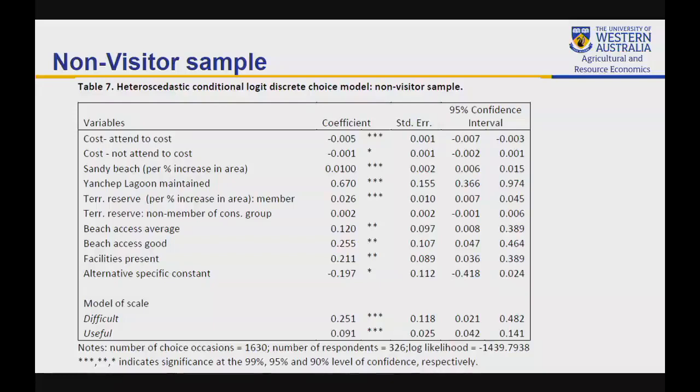This was a HET model. The other one wasn't, but we had some things which are affecting the error variance, which is about how difficult they found the survey and whether they thought the survey was going to be useful, and they just moved in the right ways in terms of changing error variance.